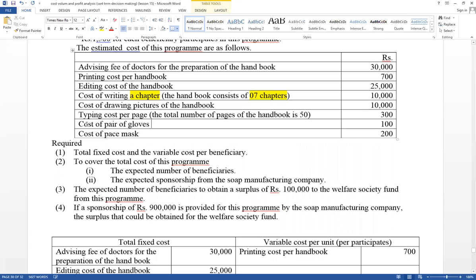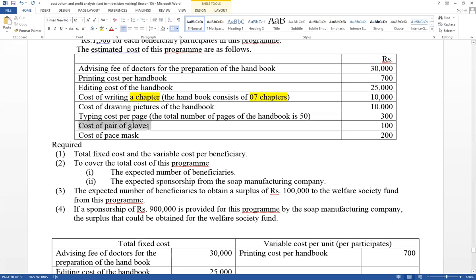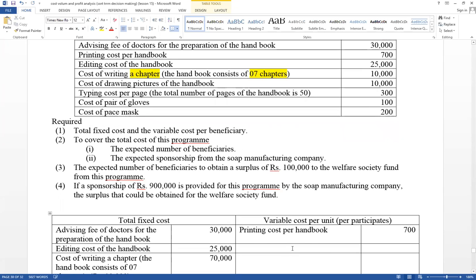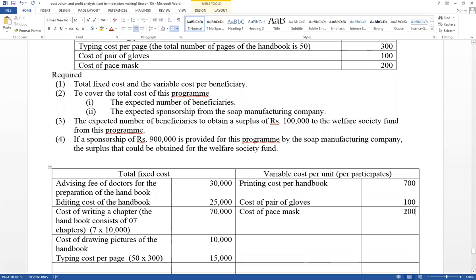The next one, cost of pair of gloves. It varies with number of participants. Variable 100. This is the last year paper 2020. And cost of pair of face masks. Cost of face masks also varies with number of participants. Variable. Before answering the question, whether they ask or not, you have to recognize this one.